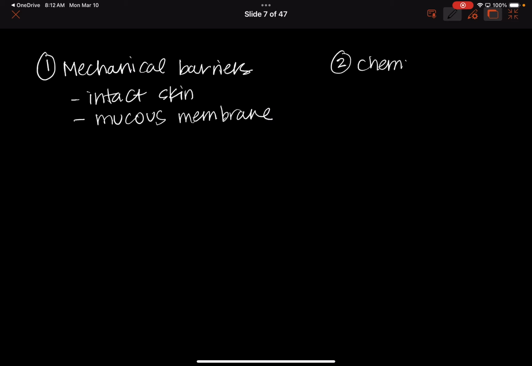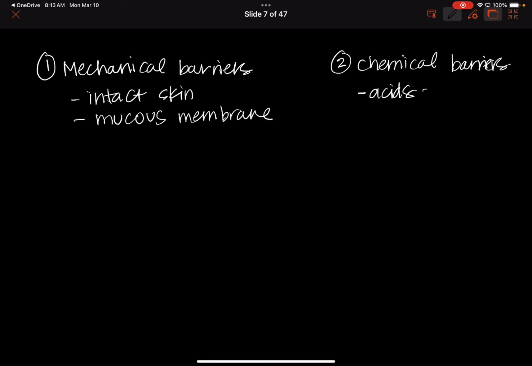So chemical barriers include acids. So you have something, and you don't have to write this down, I just want to give you examples. But you have something called an acid mantle that is on your skin. So there's a very, very thin microscopic layer of acid on your skin that inhibits or slows down the growth of bacteria. So it makes it harder for bacteria to grow because your skin is slightly acidic from that acid mantle.